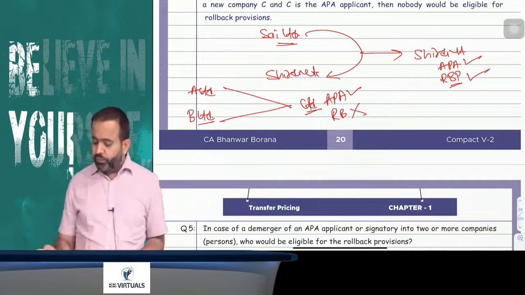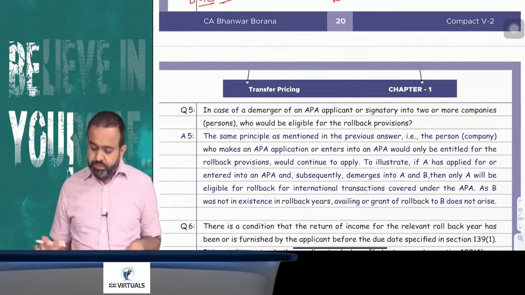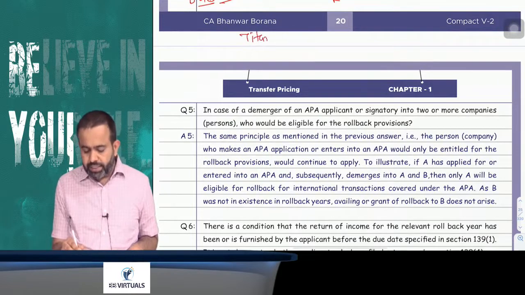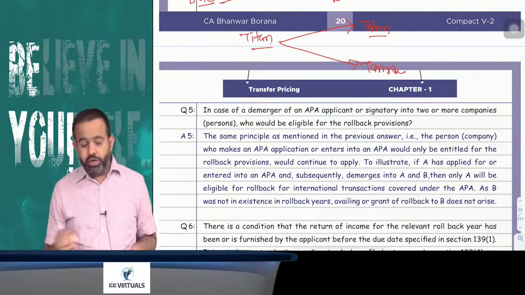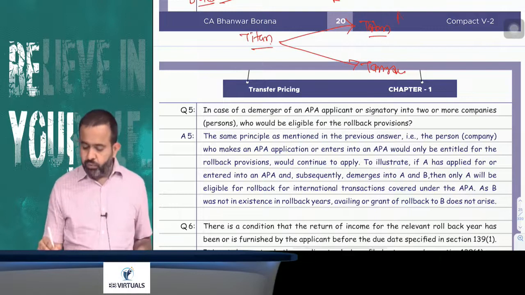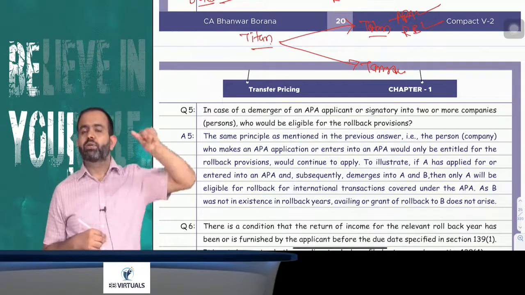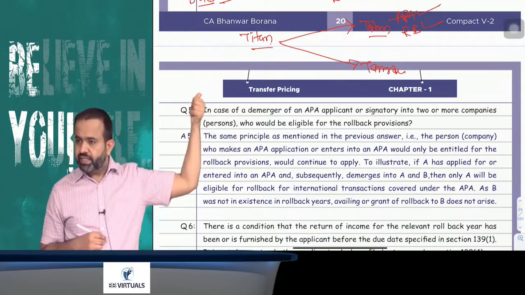Yes. Now one point related to the demerger. Suppose there is one company named Titan. Now Titan, there is a demerger and there are two companies. One is the Titan and one is the Tanishq. Now what happened? Titan Limited is applying for APPA. Question is, can they apply? Answer is yes. Can they apply for rollback? Answer is yes. Rollback also they can apply because earlier that Titan Limited was in existence.